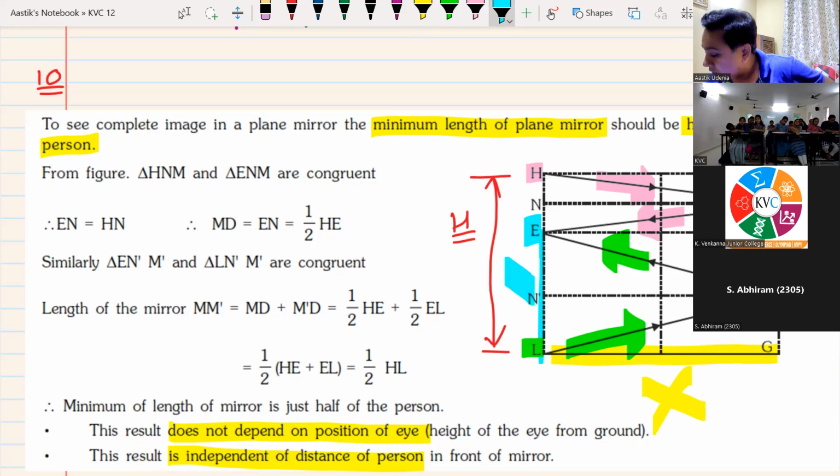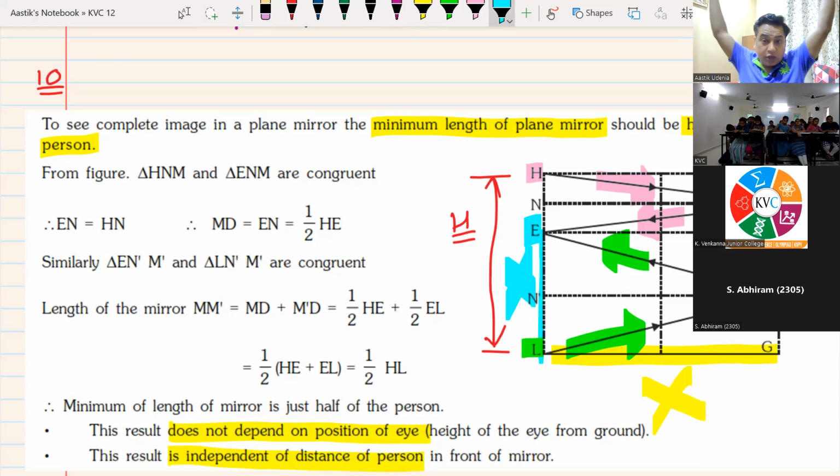What is this blue thing? This blue thing is the height of the eye. If you're taller, you will feel, sir, if I'm taller, I would be able to see myself. Or you say, no, sir, if I'm shorter, my eyes are at a lower height, I would be able to see myself. No, no. Whatever your height is, whatever your distance from the mirror is, you can see yourself from head to toe only if the length of the mirror is half of your height.